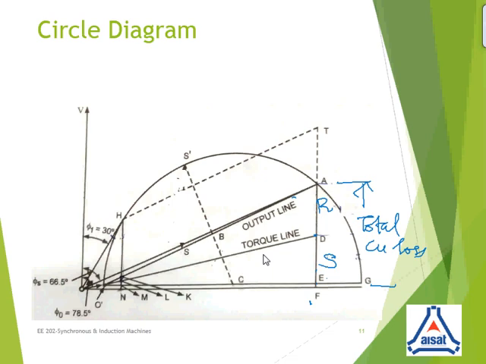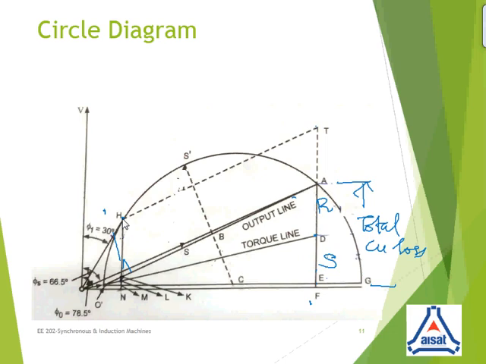Then from T, you draw a line parallel to the output line. Take your roller scale, align it with the output line and slide it towards this point T, such that from T you have an exact parallel to the output line which touches the circle diagram at the point H. So this H is the required operating point as per the question.